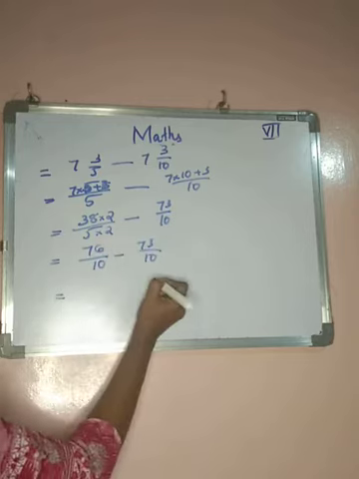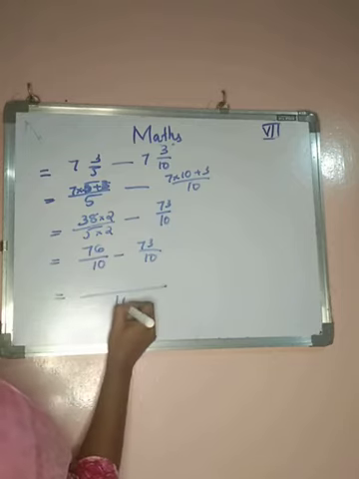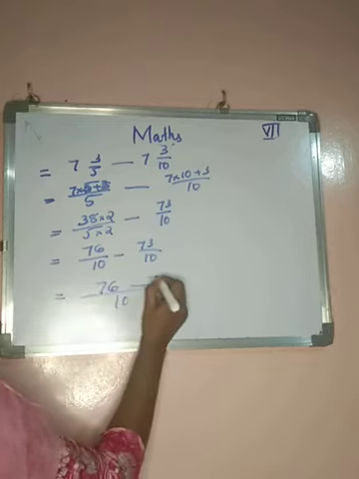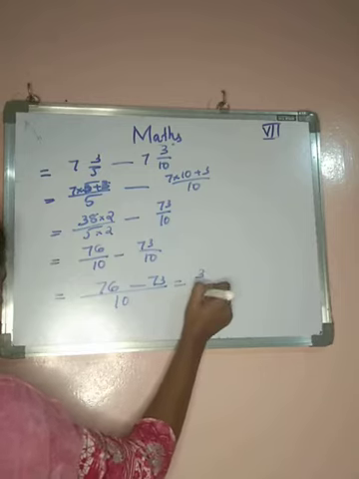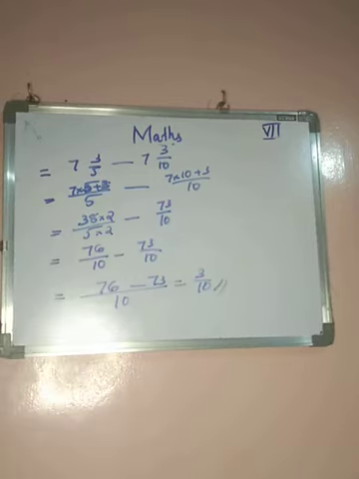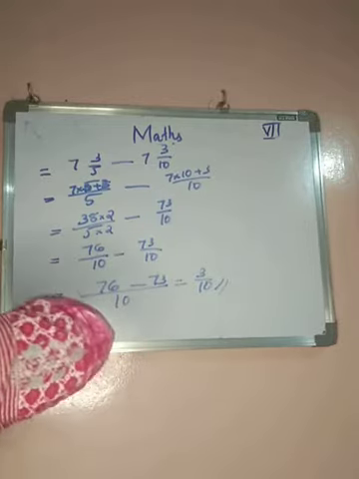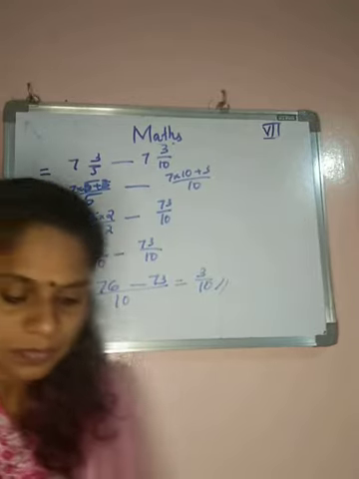Okay, these are like fractions. So subtracting, 76 minus 73, we get 3 by 10. The answer is 3 by 10 centimeter.